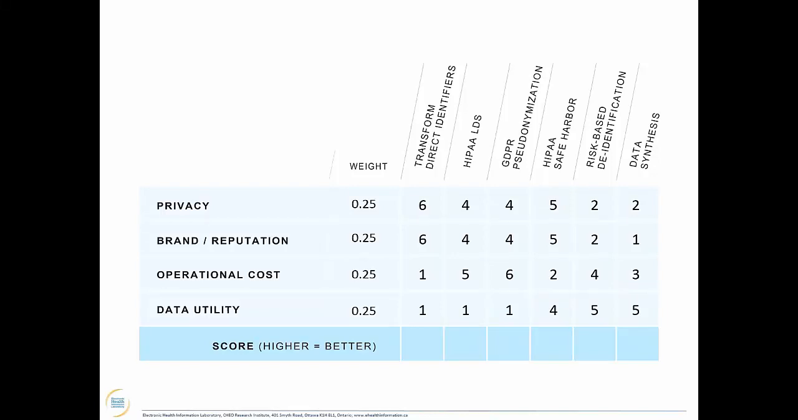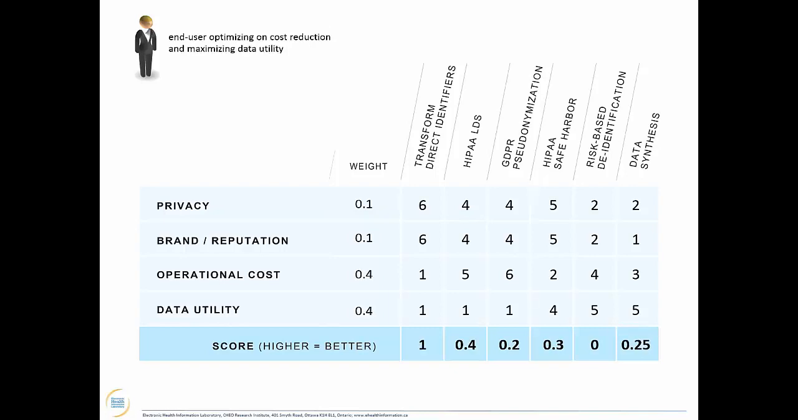And of course, all the weights have to add up to one. And then the score at the bottom is a normalized average rank, and I've scaled it so that higher values are better. So we can get an understanding of why the heterogeneity exists and why organizations make decisions about different PETs. So let's look at a neutral situation. For example, we see that HIPAA Safe Harbor is the least preferred option, which has the lowest score.